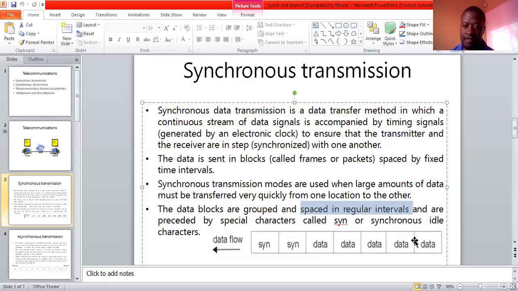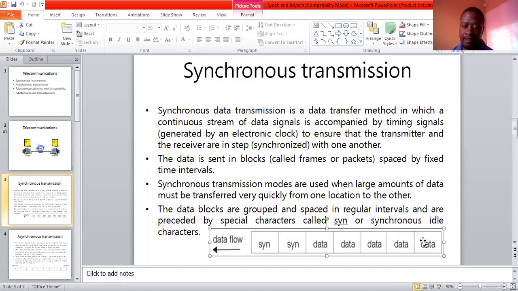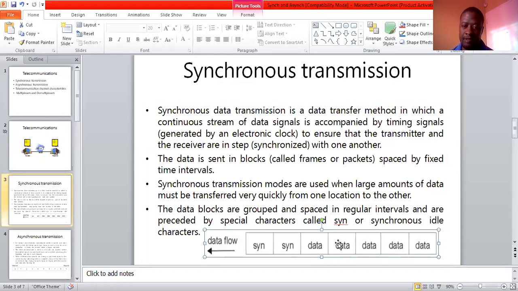Regular intervals, okay, so we've got this block here, and then we've got this block, and this block. So all these are spaced in a regular interval. Meaning this block should go first, and then once it reaches the destination, the other one follows. There's a sort of regular interval in between these blocks.